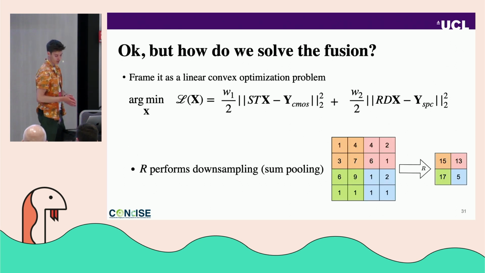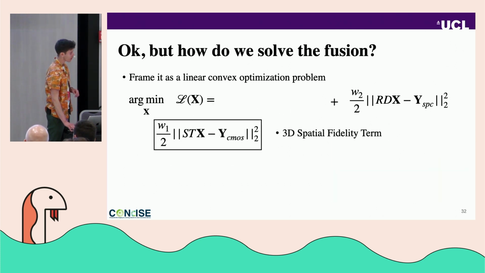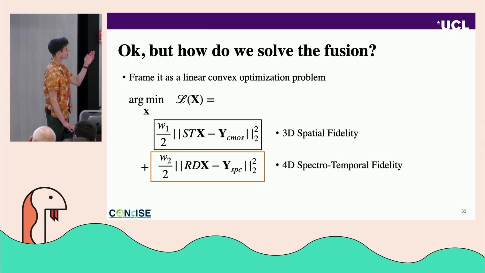And of course, one is high resolution, one is low resolution. So you also need to downsample. In this case, we want the energy of the tensor at the end of X to be the same as Y CMOS and Y SPC. So we always sum. We cannot perform average pooling, for example. We need to do some pooling. So it's something like this. You take over a window, you sum the window together, and then you get a value at the end. Now, the first one is the 3D spatial fidelity. The second is the 4D spectrotemporal fidelity.